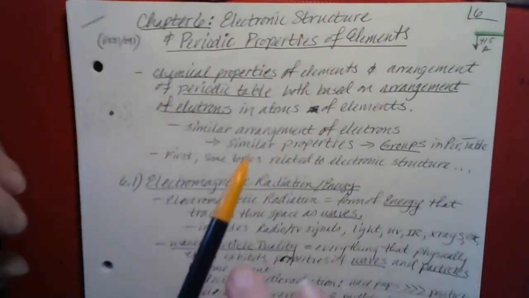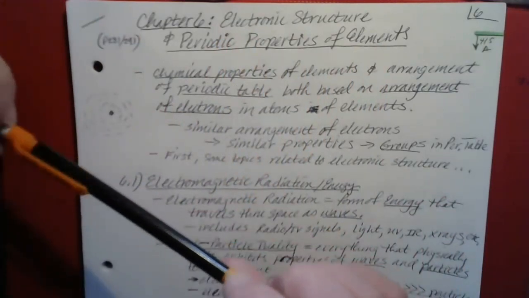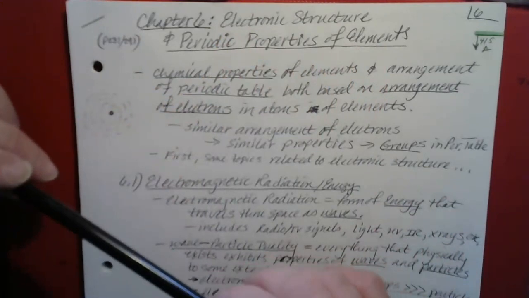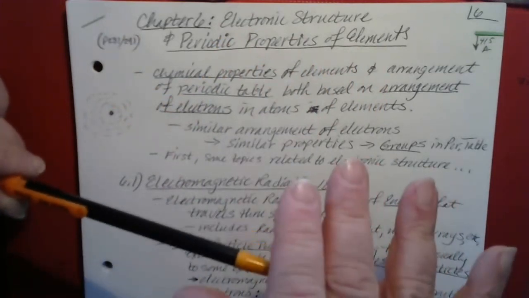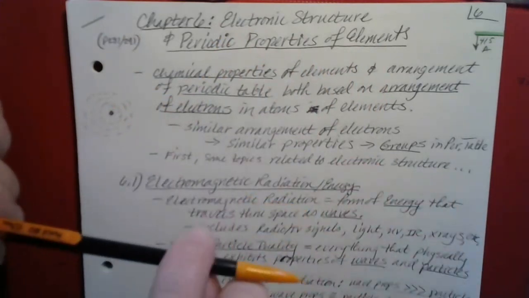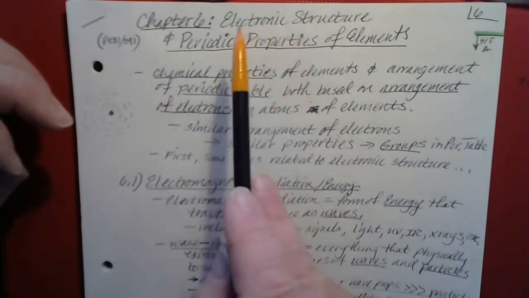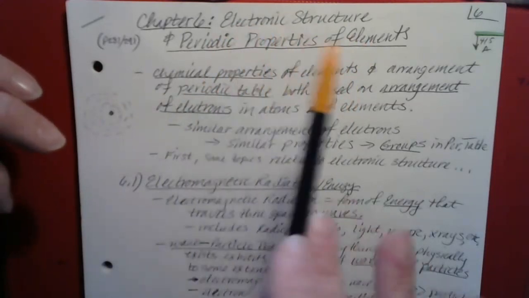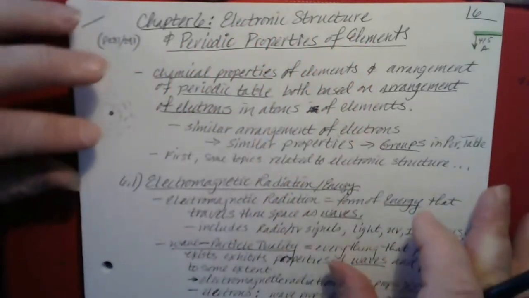We have the chapter Electronic Structure and Periodic Properties of the Elements. You might think that that's kind of a strange thing to put together, electronic structure of individual atoms and the periodic table. But actually, as I've mentioned before, the periodic table was set up based on grouping elements together that have similar properties. And it turns out that those elements have similar properties because they have similar arrangements of electrons within their atoms. So electronic structure is directly related to the periodic properties of the elements, or the way that the periodic table was set up back in 1870.